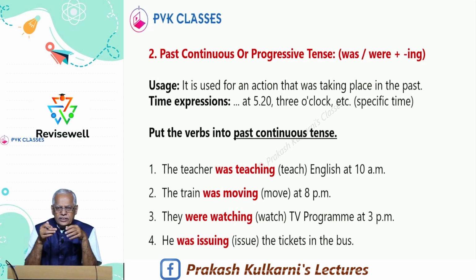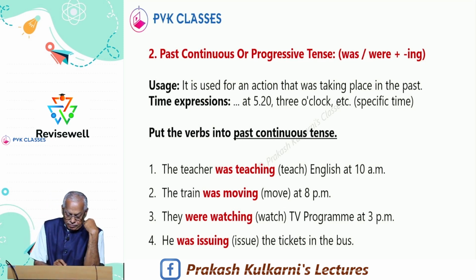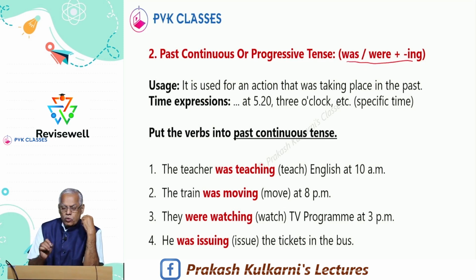And the word ing indicates the action is going on. Now, how to identify past continuous tense? Was, were, ing. He, she, it was. I was going. We were going. You were going. They were going. And it is used for an action that was taking place in the past.